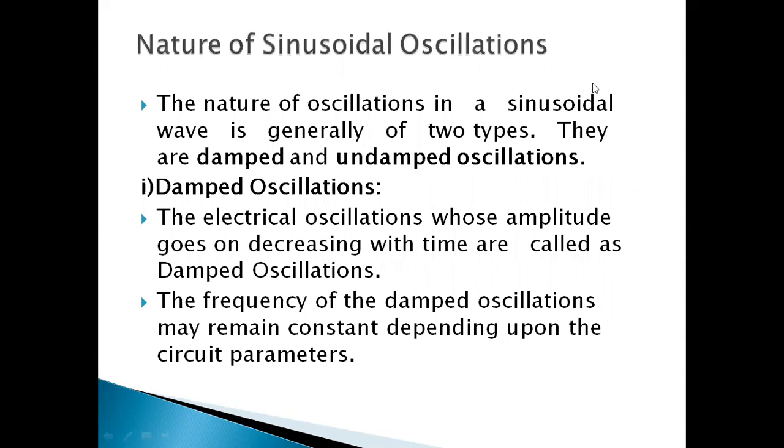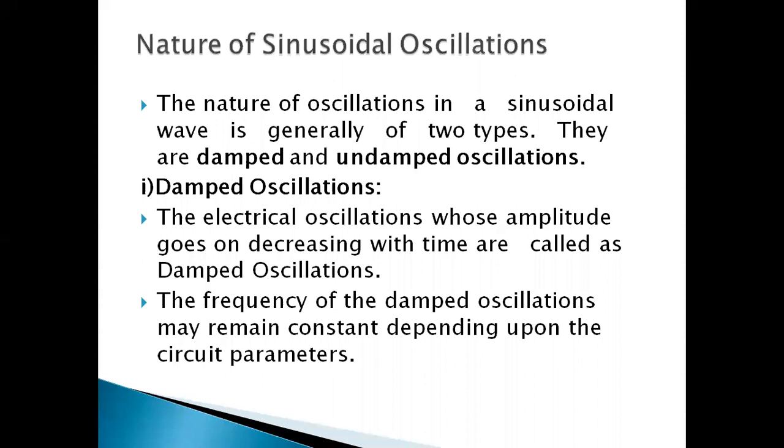So what is the nature of sinusoidal oscillations? The nature of oscillations in a sinusoidal waveform is generally of two types. Normally the oscillations which we get at the output exhibit two types of oscillations. First one, damped oscillations. Next one, undamped oscillations.